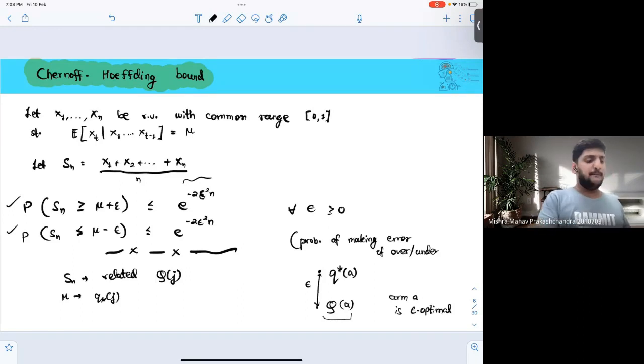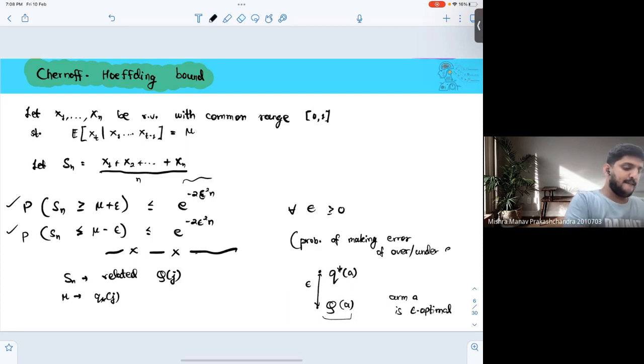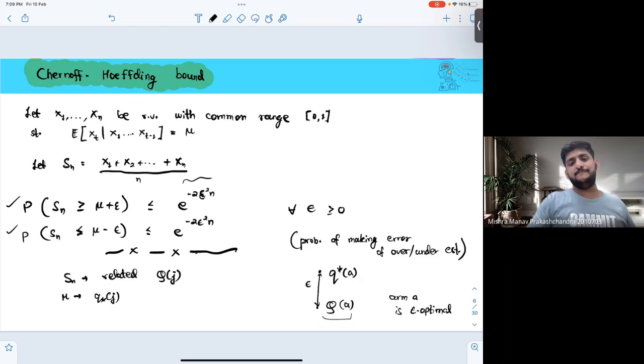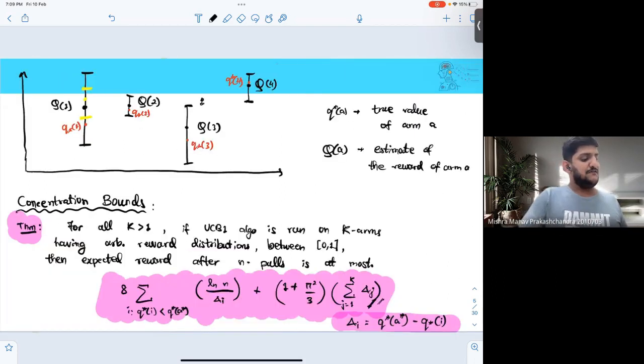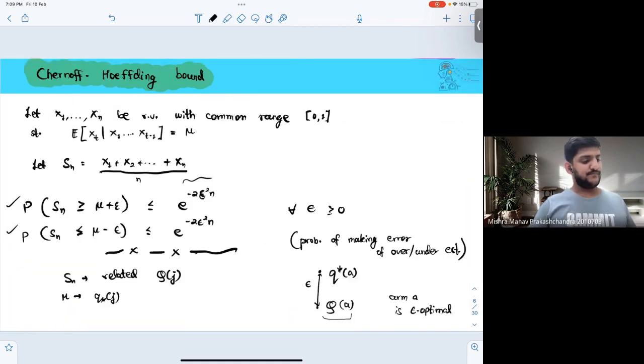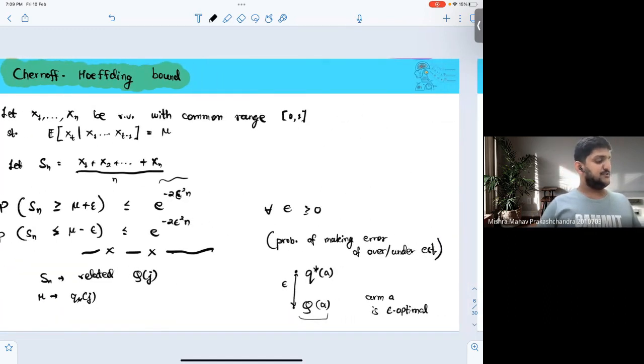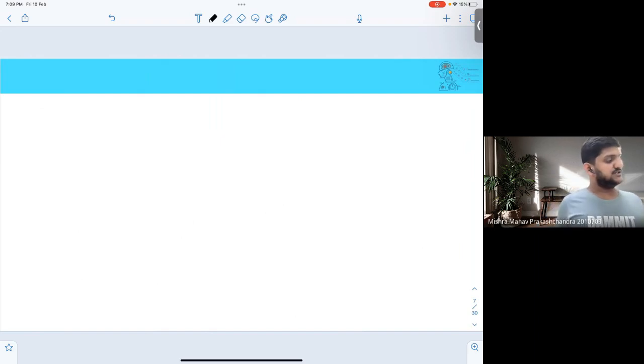Yeah, so this is basically a bound on the probability of me making a mistake in over or underestimating some quantity. Again, if you look at the proof carefully, you can see that when I'm trying to prove this, the quantity in pink that I've highlighted makes use of that concept. Okay, so this was just an intro to the Chernoff-Hoeffding bound.